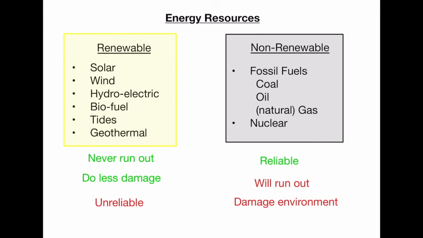So renewable energy resources will never run out because we can renew them. They do less damage to the environment. They still do some damage because, for example, building a dam to provide hydroelectric power is going to disturb a lot of habitats and stuff like that. However, they can be unreliable. For example, if you're in the UK, it's not as sunny as it would be somewhere else. So if it's not sunny, then you can't get any solar power from that.